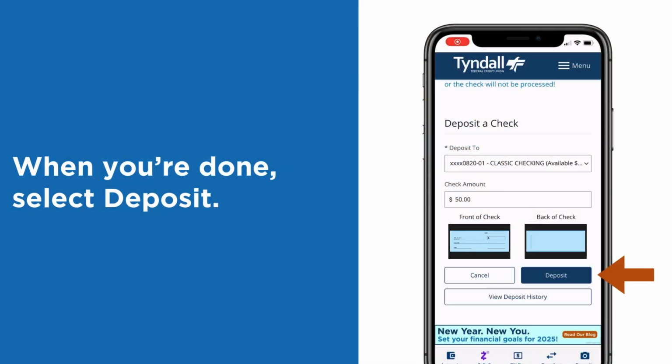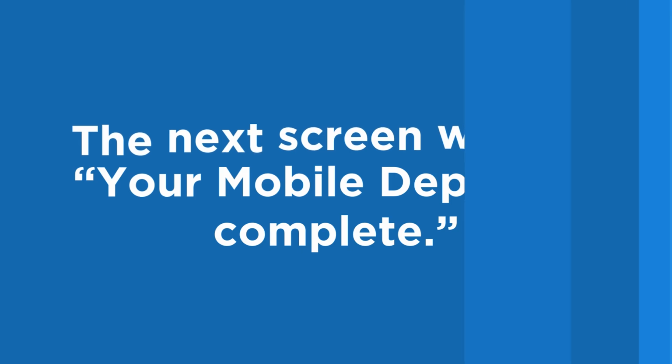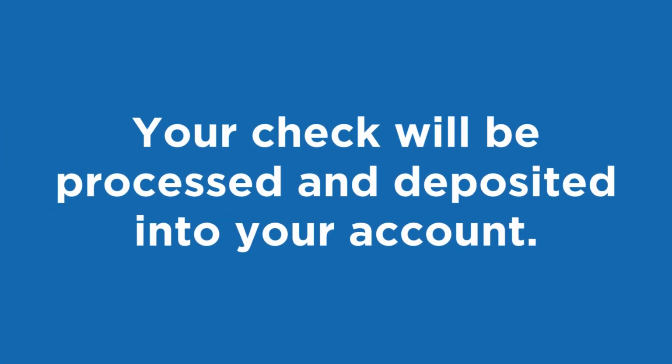When you're done, select Deposit. The next screen will say your mobile deposit is complete. That's it. Your check will be processed and deposited into your account. You will receive email updates as each step is completed.